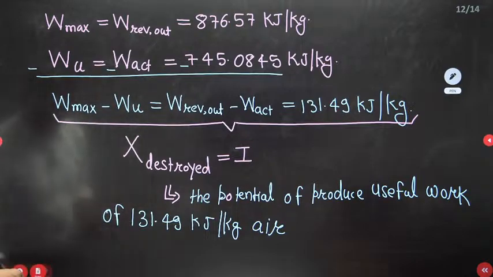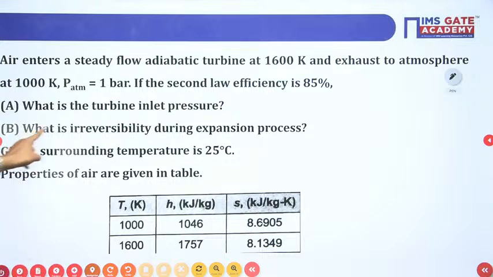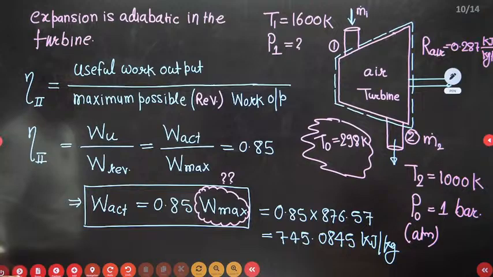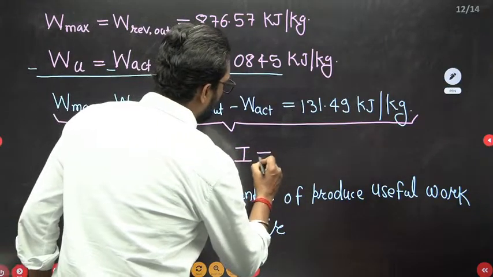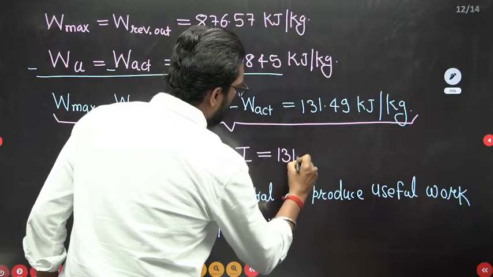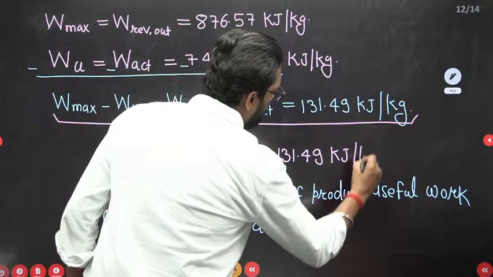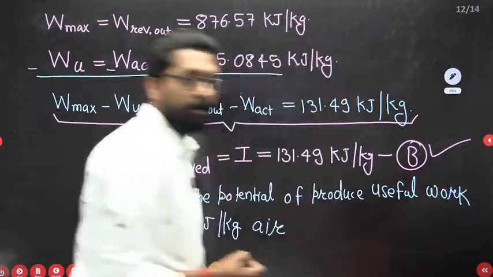So I think the first question is there. What is the irreversibility during the expansion? The second question is clear. So that is your irreversibility, that is your answer: 131.49 kilojoule per kg. This is your B answer.